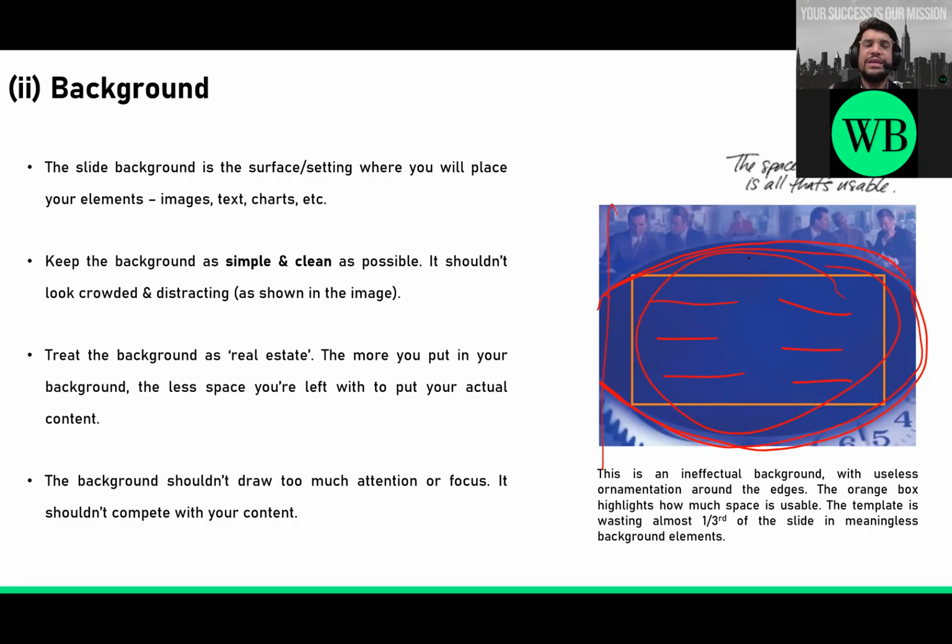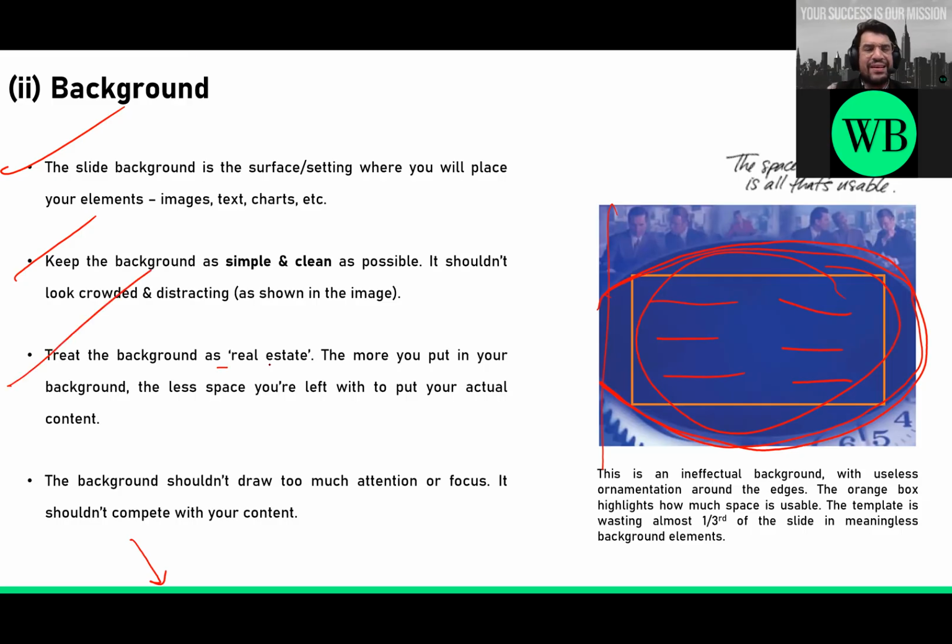So the best thing to do more often than not is not to have a background at all. So we don't have a background here. The only thing that we've done here is we've used this small line that adds a little bit of color to it, but there's no background. It's just a white slide where we put our information. And often you can do the same thing, right? So keep the background simple and clear. If you have a background, the best thing is not to have a background at all.